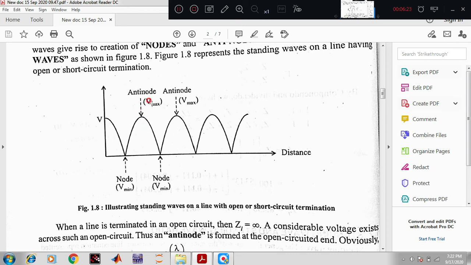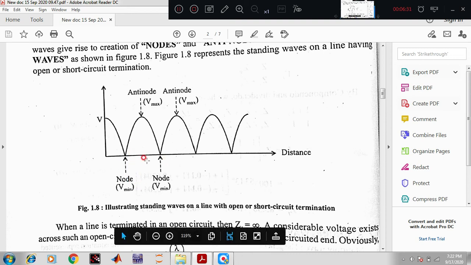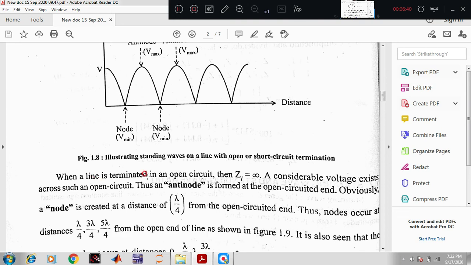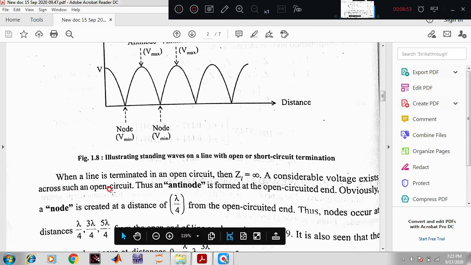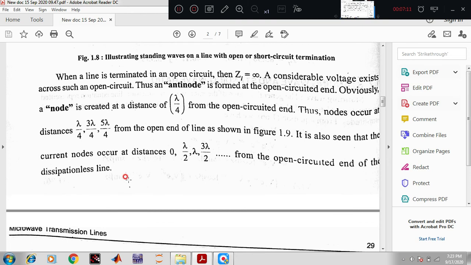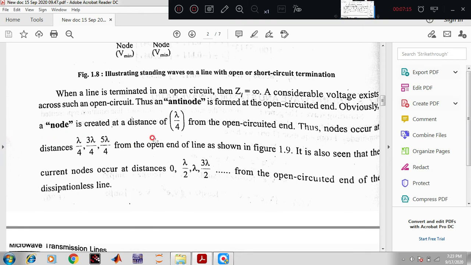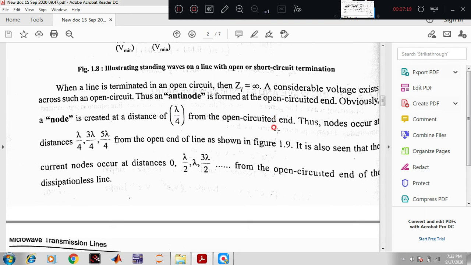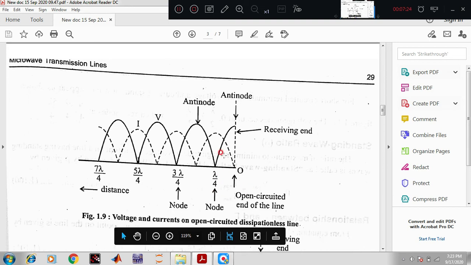So these maximum amplitude peaks are antinodes, and these minimum voltage points are known as nodes. Then when the line is terminated in an open circuit, that is ZL is equal to infinity, a considerable voltage exists across the open circuit. Thus an antinode is formed at the open circuited end, and both antinode and node you can place according to the voltage as well as current. So the node is created at a distance of lambda by 4 from the open circuited end. So I will explain here. This is the open circuited end of the transmission line.